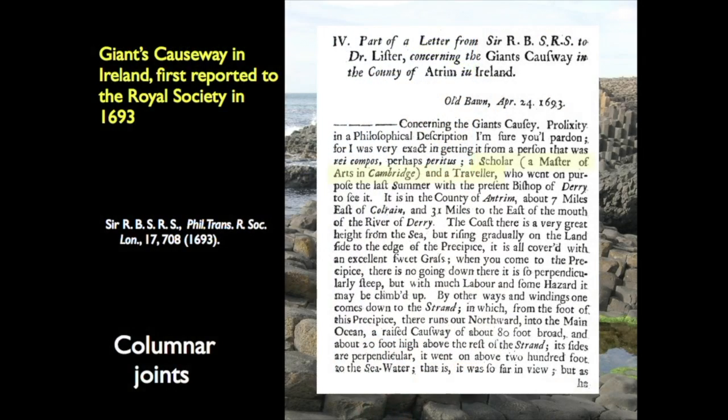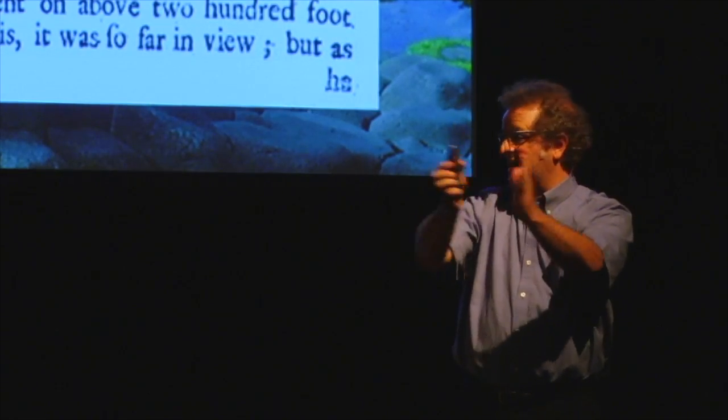Today, this formation is called columnar joints, and the Giant's Causeway is by no means unique. In fact, it's found all over the world. I'll show you a few examples. The word joint does not mean what people in my generation think it means. It means a crack which does not slip, okay? So it's just a crack that opens.